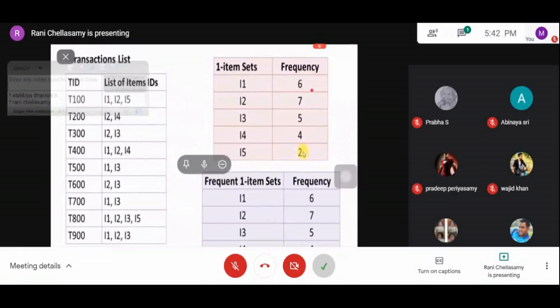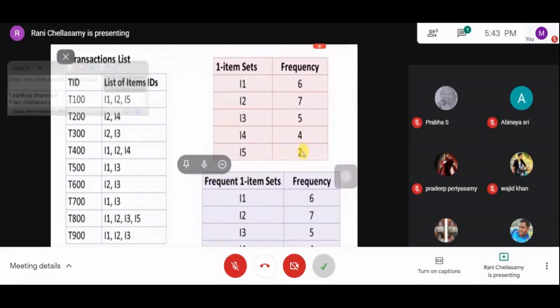Okay. Likewise, I2. So find out the frequency of I2. So I2 here 1 time, 2 time, 3 time, 4 time, 5 time, 6 time, 7 time. So likewise, you need to find the number of counts that particular item set is appearing in the transactions. Okay, so with this you can find the first table, one item set.